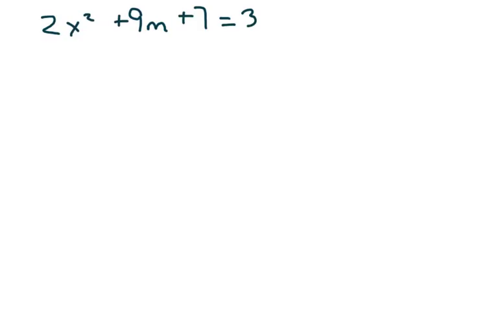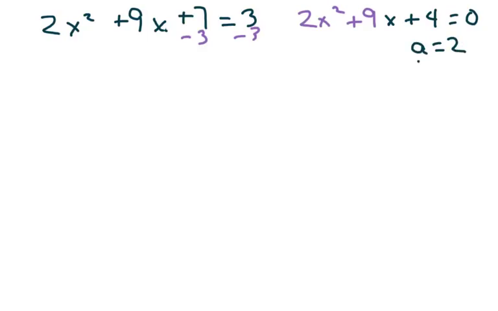All right, I have one more. This one, what they did is they kind of just complicated it a little bit, so I'm going to subtract 3 and get this back in standard form. So we have 2x squared plus 9. I'm going to change this to x. All right, 9x plus 4 equals 0. a equals 2, b equals 9, and c equals 4. And let's see what we can do with this.